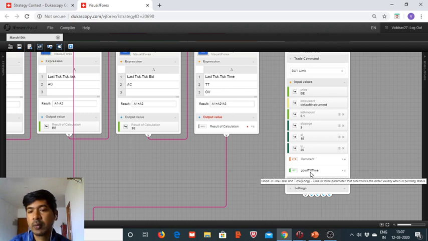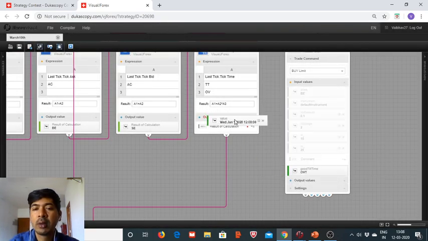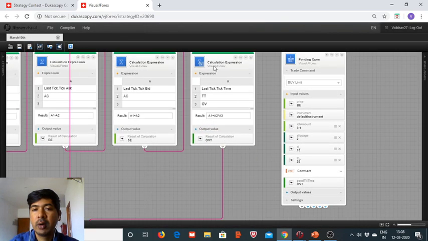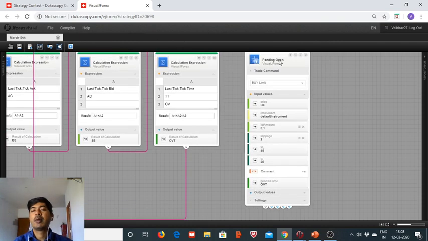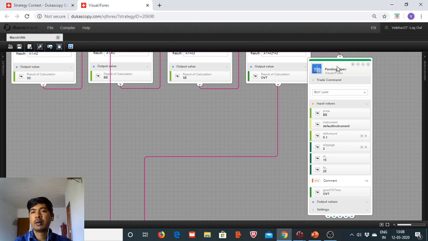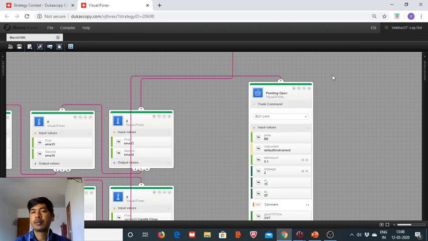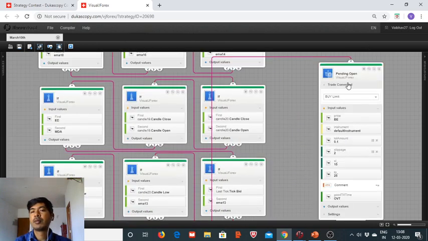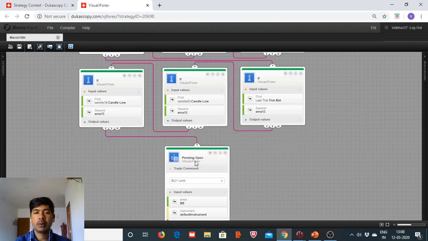And as I said, order validity time we will make it OVT, order validity time. We save this and we put it here. And now this calculation, which has been defined for 2 hours, will help us determine the order validity. So let's go back again. So this is our buy side.